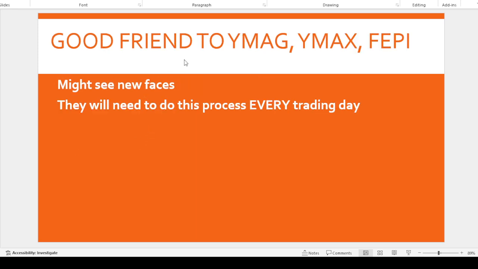And I think this could be a good friend to people that have YMAG or YMAX or FEPI, since those are generally going to be static, and then this one will be dynamic. So it might be something to diversify with. So definitely we see new faces and new names that we normally wouldn't see.